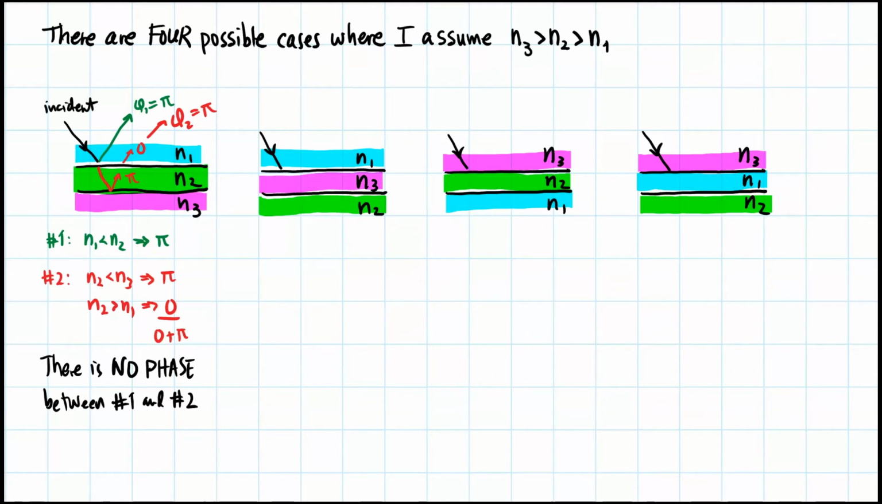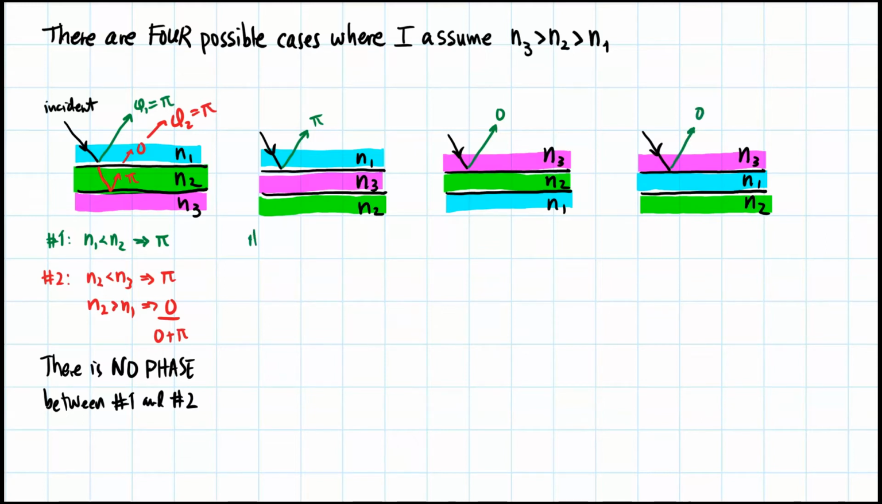So looking at wave 1 in the second case here, I'm going from a softer to a harder, so therefore I get a phase of pi. And this other one, I'm going from a harder to a softer, so then I'm going to get a phase of 0. And here I'm going from a harder to a softer, so I'm going to get a phase of 0.